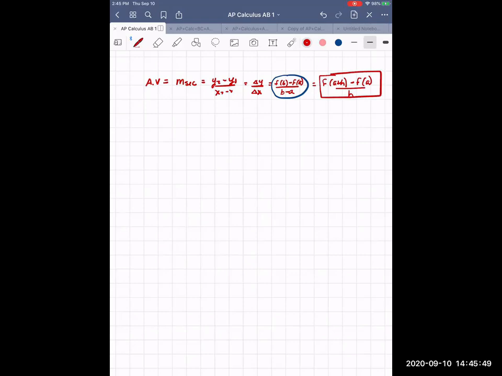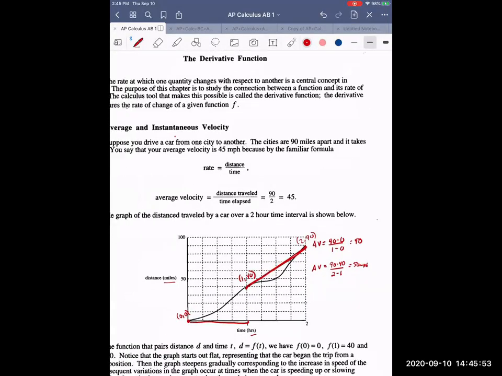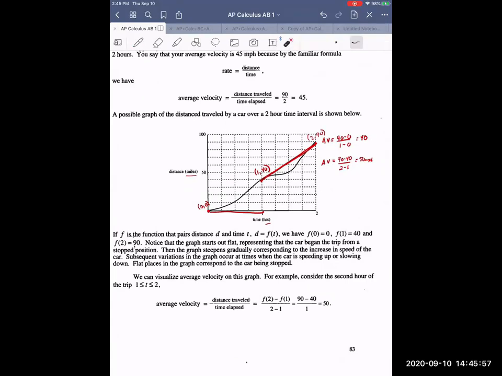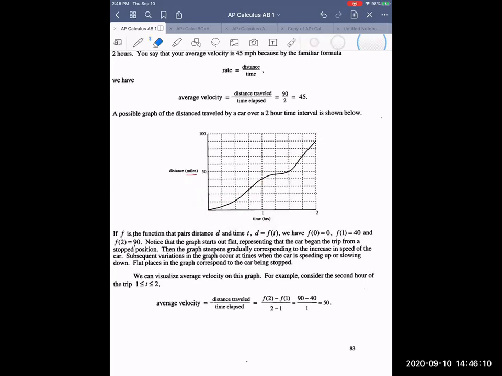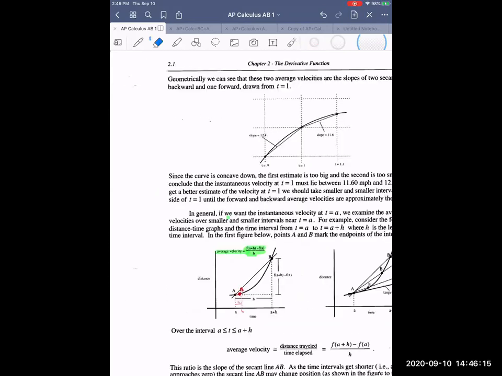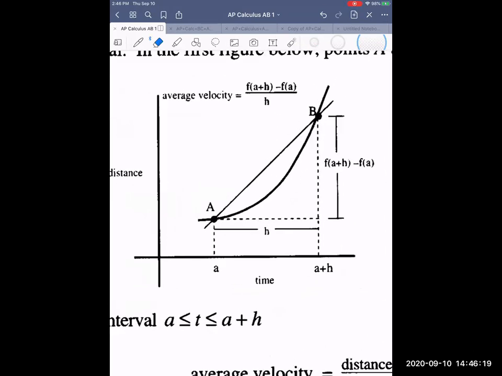All right, so a minute ago, we used this graph here, and we were able to very easily compute the average velocity over the entire interval, which was 0 to 2, over the first hour of the interval, and over the second hour of the interval. We could do it over the first quarter hour, half hour, whatever you want to do. Pretty easy. Keeping that in mind, I'm going to go back to this graph and keep using it.